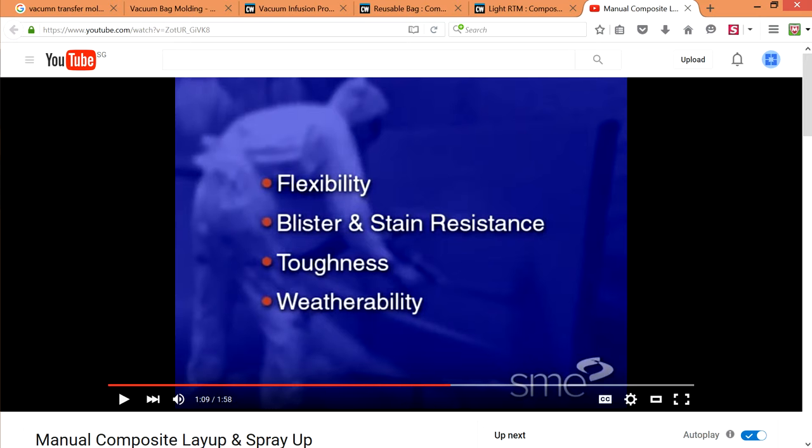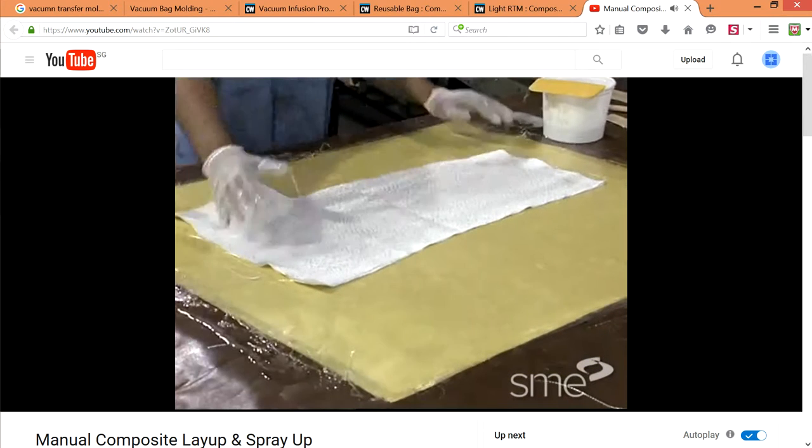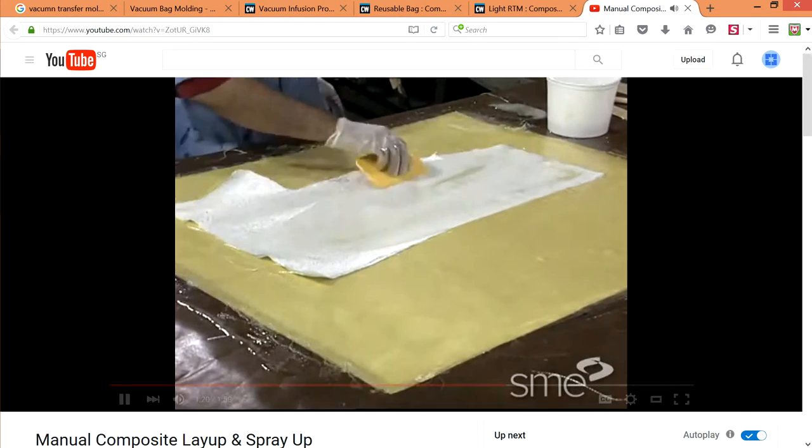Alright. As the gel coat cures, the reinforcement material, typically in the form of cloth or mat, is prepared for application by impregnation with liquid resin.